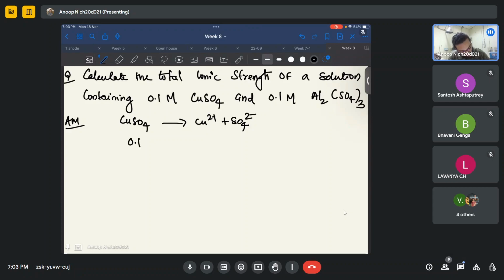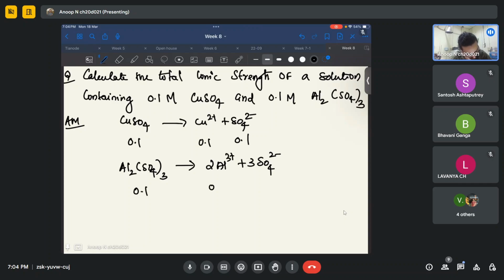So here it is 0.1 molar, right? 0.1 molar, 0.1, 0.1. So Al2(SO4)3, how will it dissociate? 2 Al3+ and 3 SO4 2-. So you can see 3 into 2, 6, 3 into 2, 6. So here what was that? 0.1, 0.1 into 2, 0.1 into 3. Correct?